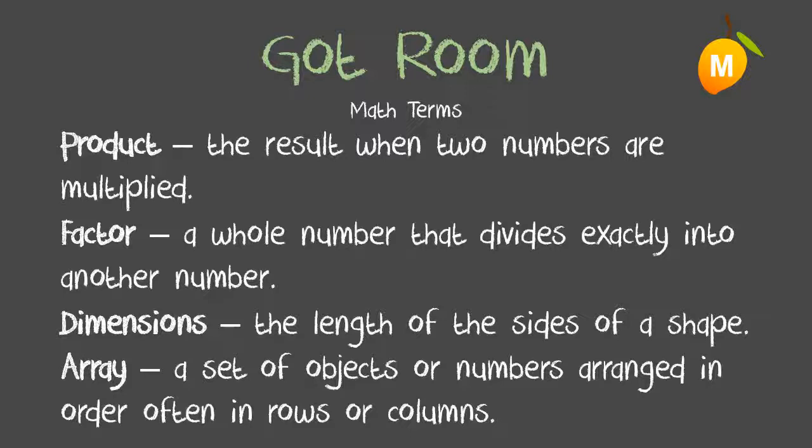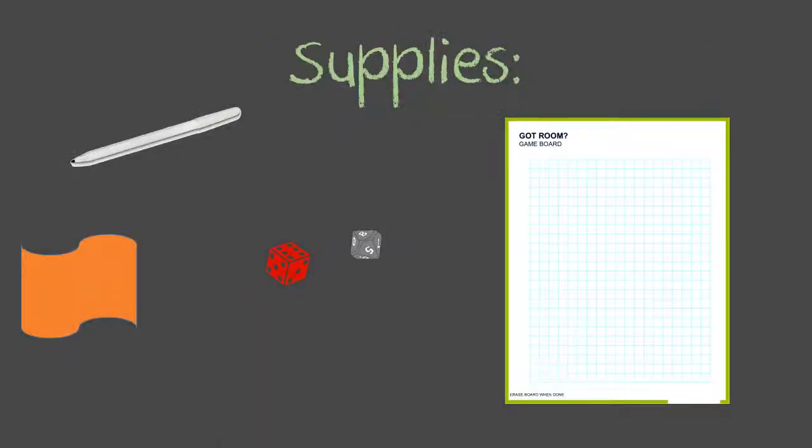The supplies that are provided in your pouch, along with the information sheet and directions, will be a dry erase marker and eraser, a 6-sided die, a 10-sided die, and a Got Room game board.